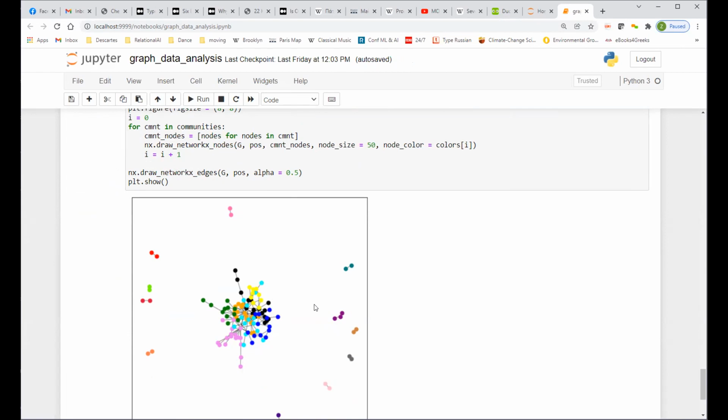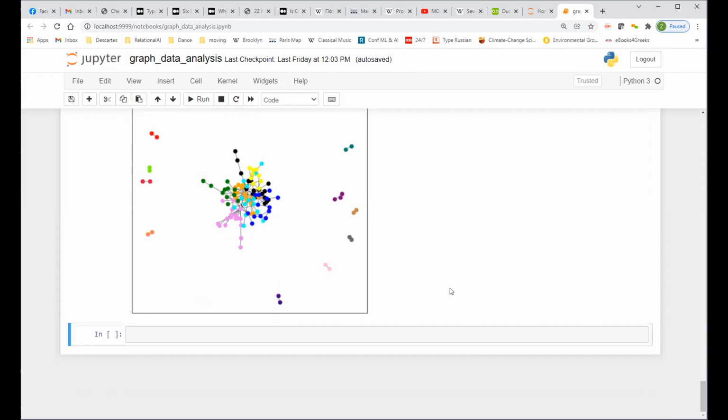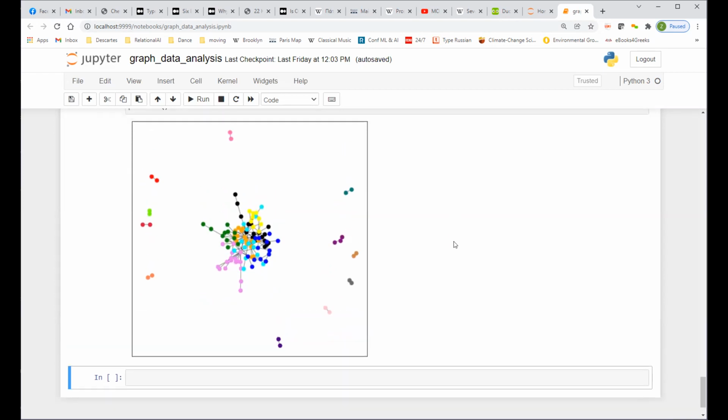The algorithms that they have here tend to create a lot of small communities, like what we saw here. So if this is not what you want, this is probably not a good community detection algorithm, or it might be, depending on your problem. Okay, so that's the first example, just a little bit of exploratory data analysis on a graph.